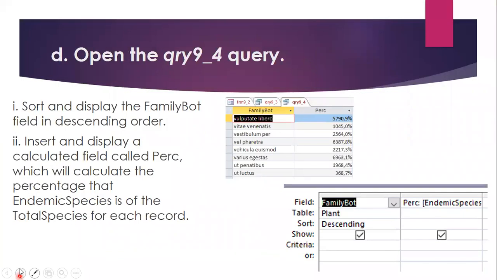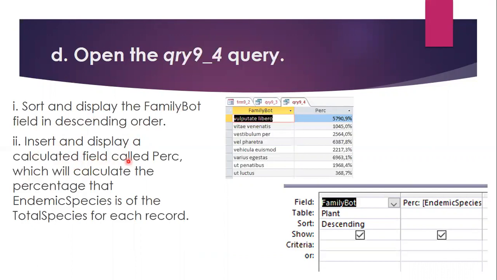Let's look at the next part. Now it says, open the query 9_4. Sort and display the family bot field in descending order. Okay, so Z to A, or greatest to smallest. Then insert and display a calculated field. Okay, now this is the tricky part. This is where a lot of students struggle.